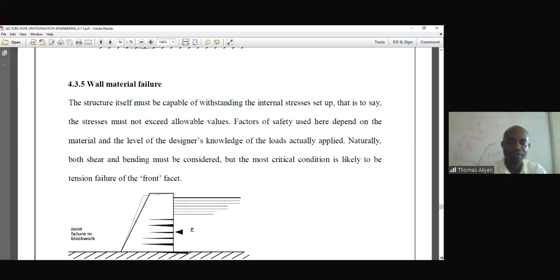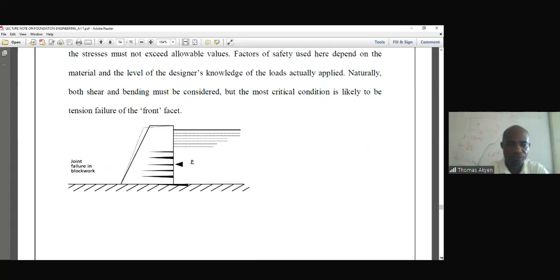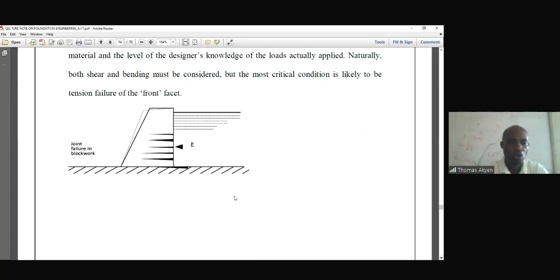Naturally, both shear and bending must be considered. When designing this kind of wall, you must also consider shear and bending. But the most critical condition is likely to be tension failure of the front face. Joint failure in block wall, we're seeing it over here.